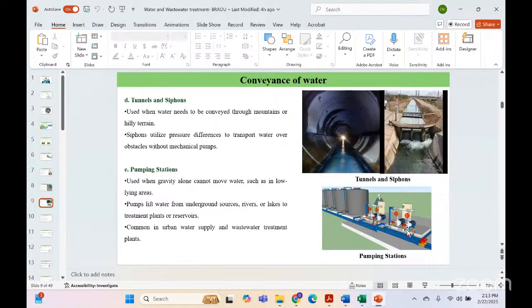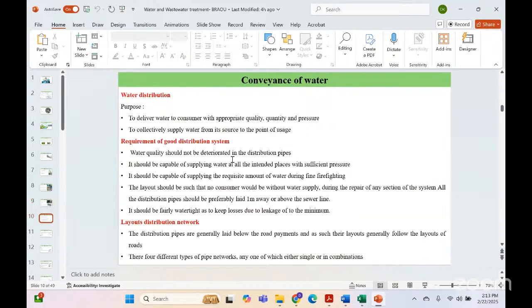There are other conveyance systems, that is the tunnels and siphons, where the water needs to be conveyed through mountains or hilly terrain. For this, there will be huge tunnels. Whenever there are mountains or hilly terrain, these tunnels are mainly used for the regulation of the water body. Siphons utilize pressure. There are small siphons where pressure is created to transport the water over obstacles without mechanical pumps. So there will be proper flow of water.